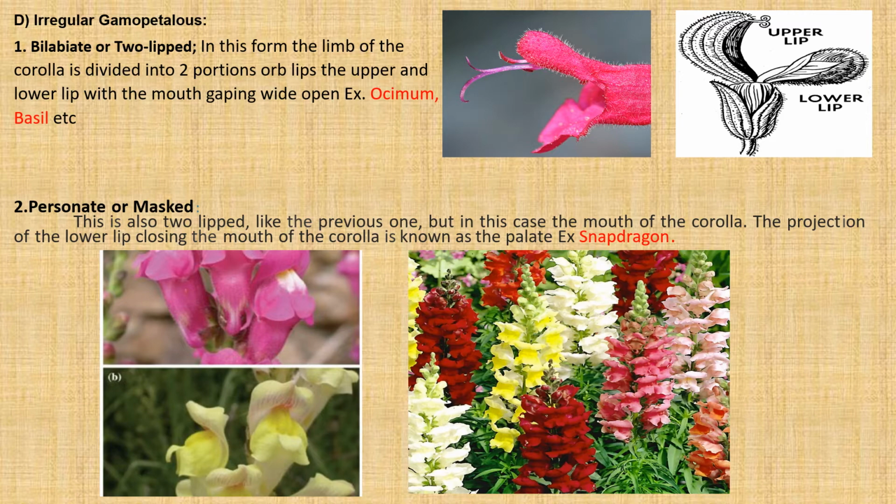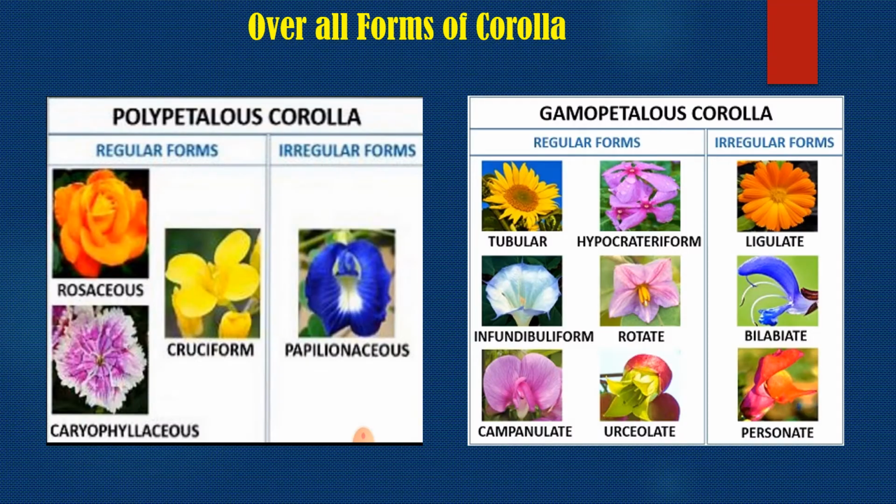This is also two-lipped like the previous one, but in this case the mouth of the corolla shows the projection of the lower lip closing the mouth of the corolla, and this is known as a palate. This is seen in case of snapdragon.